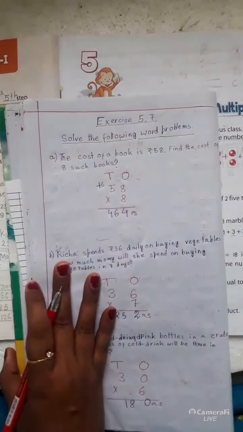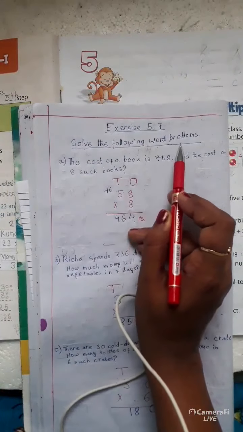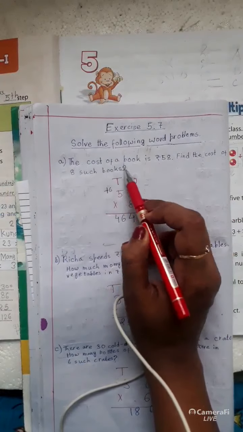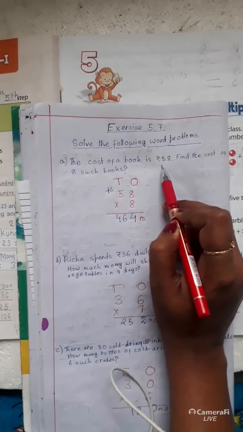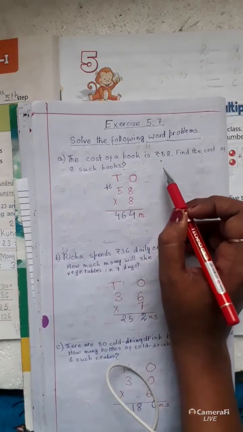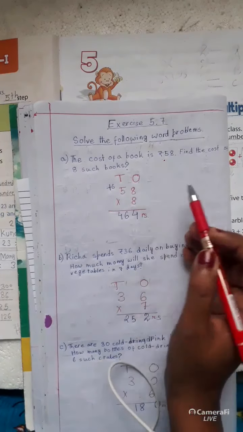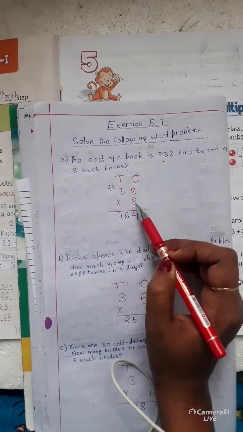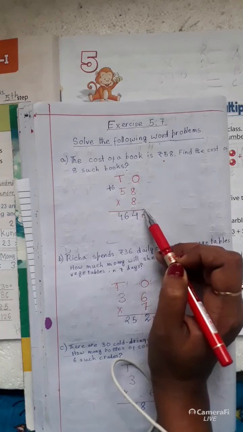One last thing, that is the problem solving. So here you can see, solve the following word problems. The cost of a book is 58. Find the cost of 8 such books. If the cost of one book is 58, so what will be the cost of 8 books? So it is very easy. I will multiply 58 with 8.